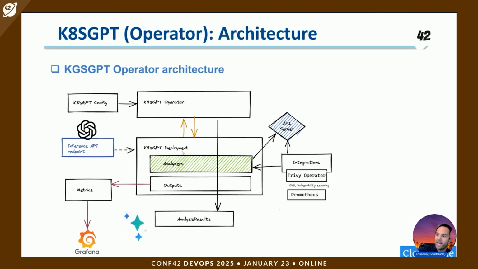So this has access to the API server, as I explained with the binary version, and you will also have access to whatever integration is available, like Trivy or Prometheus. So we'll scrape the data, the metrics, from Prometheus. You can run Trivy scans through K8sGPT, and then the analyzers will just build those results, send them to the API for inference, and then after that, it will bring back the analysis result.